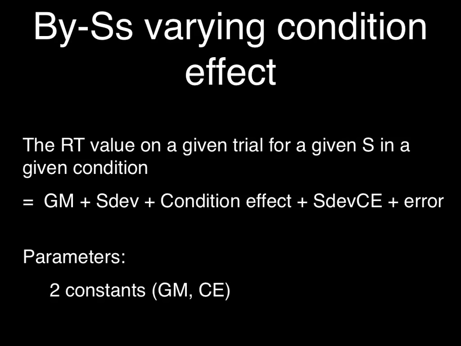So now we've got two constants, same as before, grand mean and condition effect. Now we have three variances because we've got error variance, subjects' deviation from the grand mean, but now also we're capturing the idea that subjects are going to vary in their manifestation of the effect by modeling it explicitly as, again, a Gaussian distribution, mean of 0, but some estimable variance.